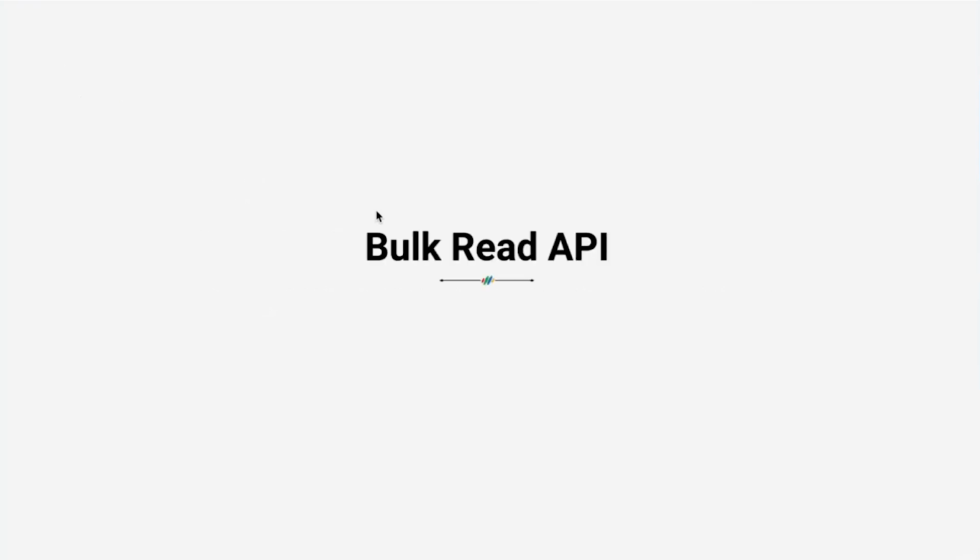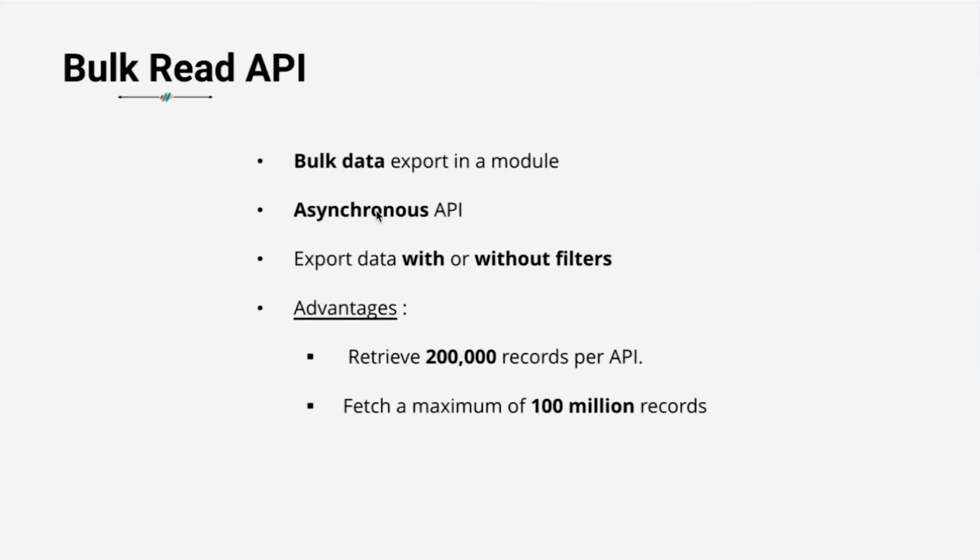Now, coming to bulk read API, just like the name suggests, you can use this API when you want to export a large amount of data. By large, I mean tens of thousands of records. Let's say you ask, why can't I use get records, or why can't I use the COQL API? Get records and COQL have a limitation on the number of records that you can retrieve in an API call. With get records, you can retrieve a maximum of 200 records, and with COQL API, you can retrieve a maximum of 2000 records per API call.